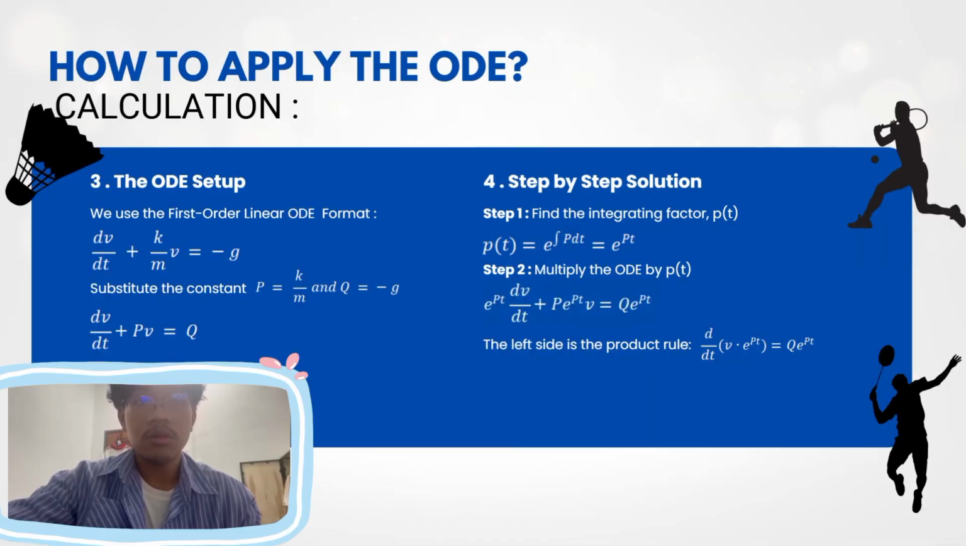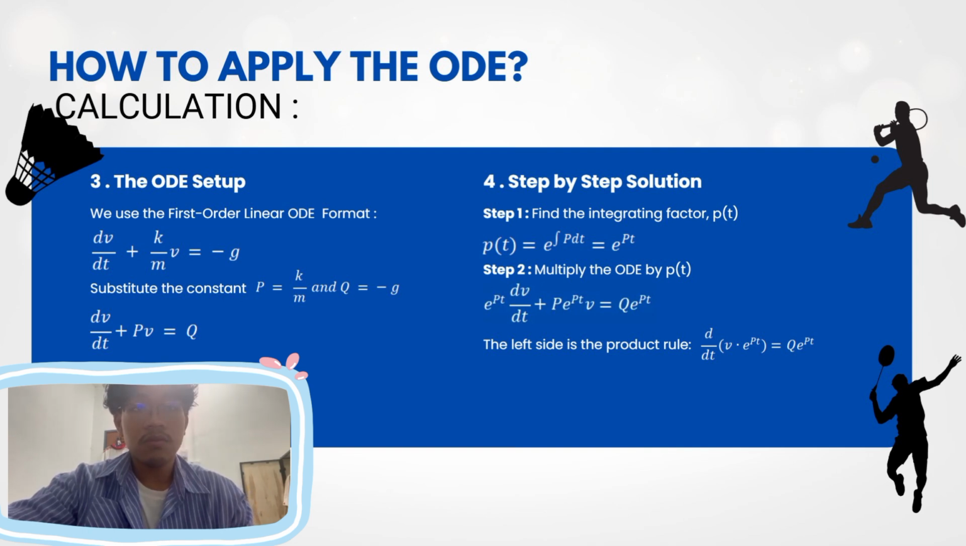The third step of the process is to set up the ODE. We use the first order linear ODE format, which is dv over dt plus k over m multiplied by v, equal to negative gravity. So we substitute the constant p, which is k over m, and q equal to minus gravity. So we get dv over dt plus p multiplied by v is equal to q.